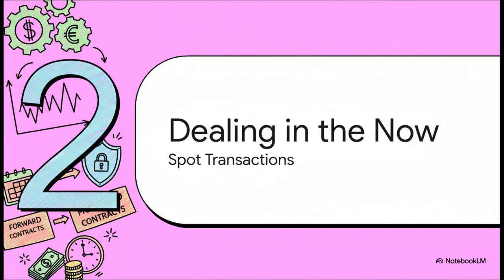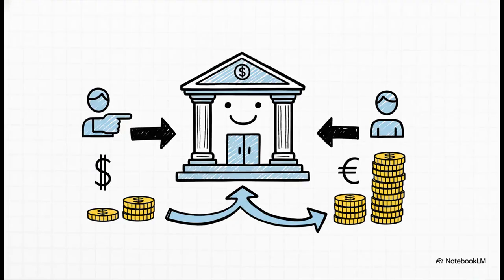All right, so how do we actually fight back against this risk? We're going to start with the most direct tool we've got, transactions that happen right now, or what we call on the spot. Okay, before we go any further, you have to burn this one golden rule into your brain.